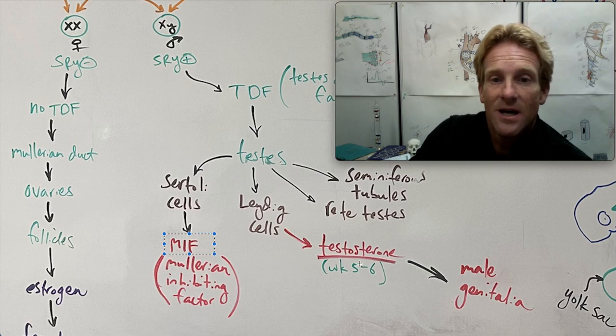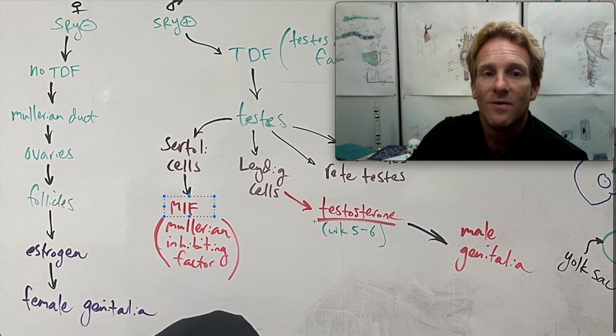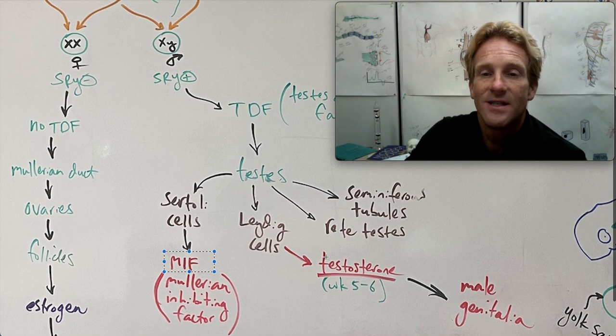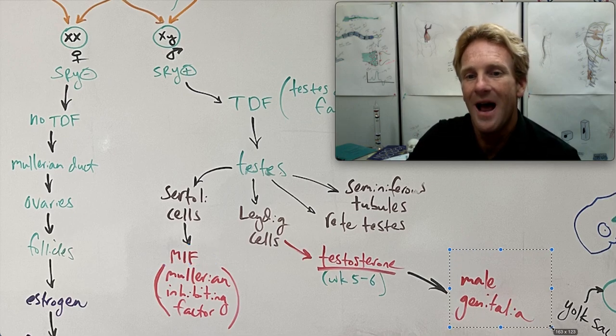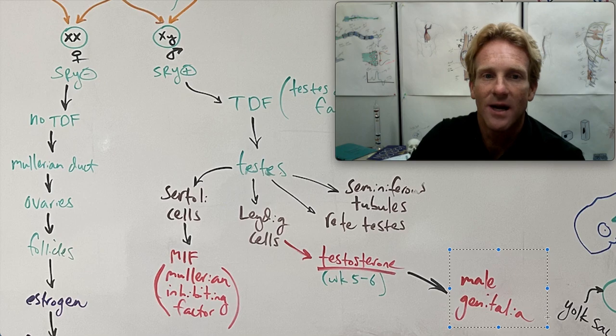Let's go back to testosterone, okay? Once testosterone is being formed by these Leydig cells, this testosterone is really going to dominate the development of the male genitalia, which later forms after week 5 to 6, okay?